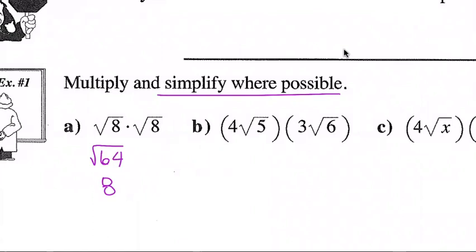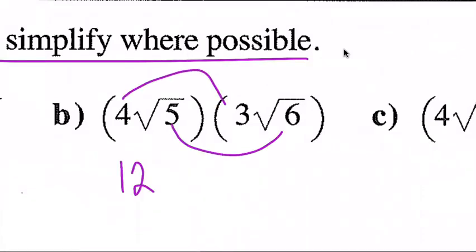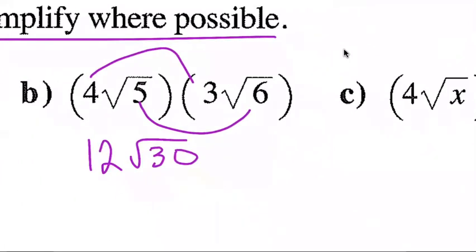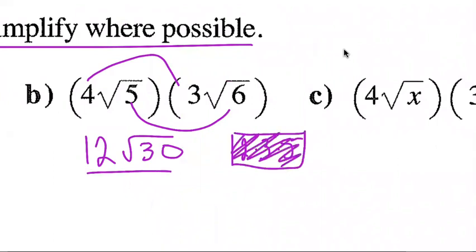4 square root 5 times 3 square root 6. These both have an index of 2. So I'm going to go 4 times 3 is 12. And 5 times 6 is 30, square root 30. And then you would try to simplify 30. Well, 30 is 2 times 3 times 5. So there's no pairs in there. That is not going to simplify. So there's your final answer.